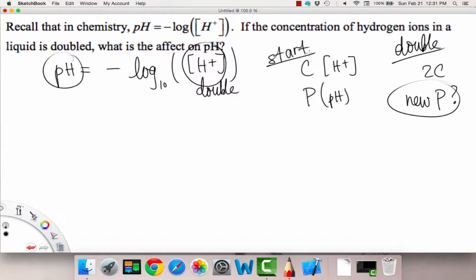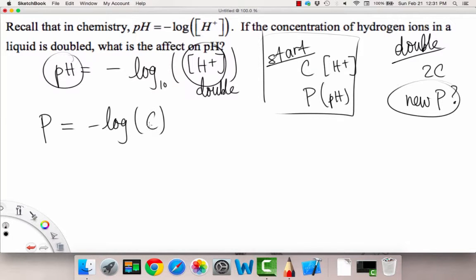So let's work with this column first, this start column. All that means is that our original pH, which I'll denote with a P, is equal to negative log, we don't have to write the 10 because that's the common base, right, of C. Okay, and C just represents our starting concentration, whatever that is. We don't know what exact number, but it doesn't really matter. Okay, so we have a relation like this here. Okay, that's good.